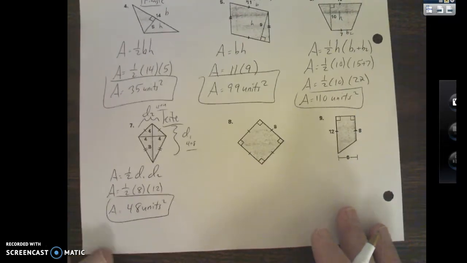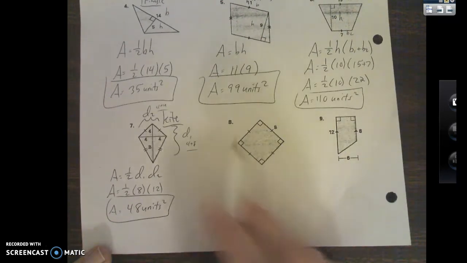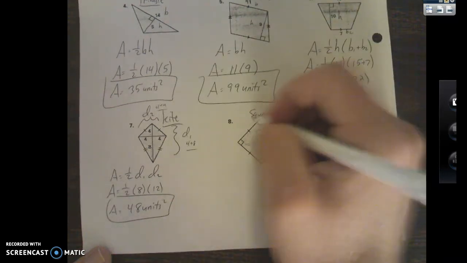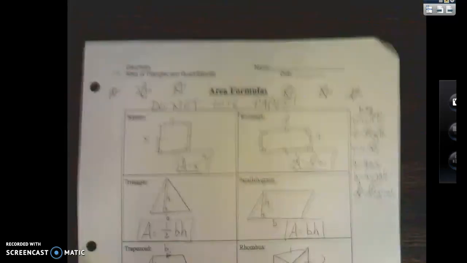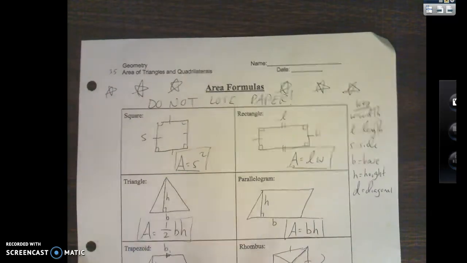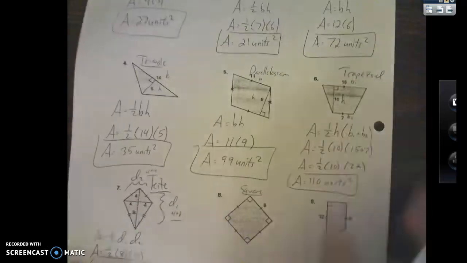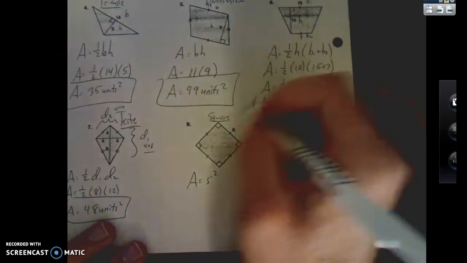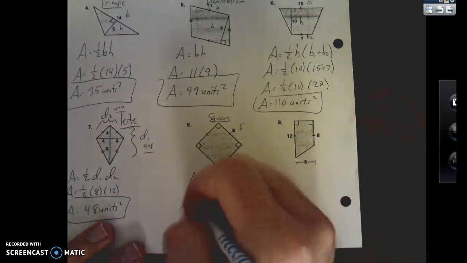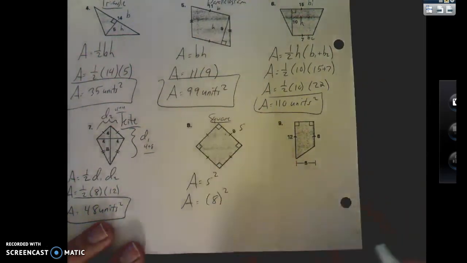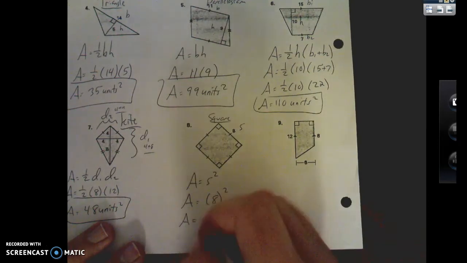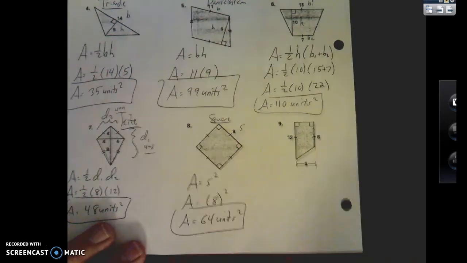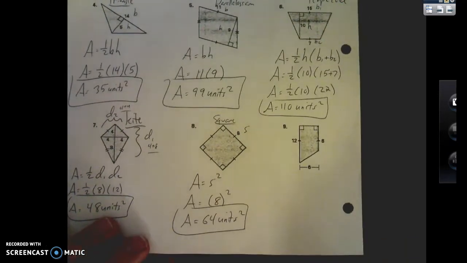Awesome. Okay, last two. This, all four sides, all four angles are the same. This is a square. Alright, so if I come over here, the area of a square is side squared. So I know area equals S squared. There's my S. Area equals 8 squared. Area equals 64 units squared.